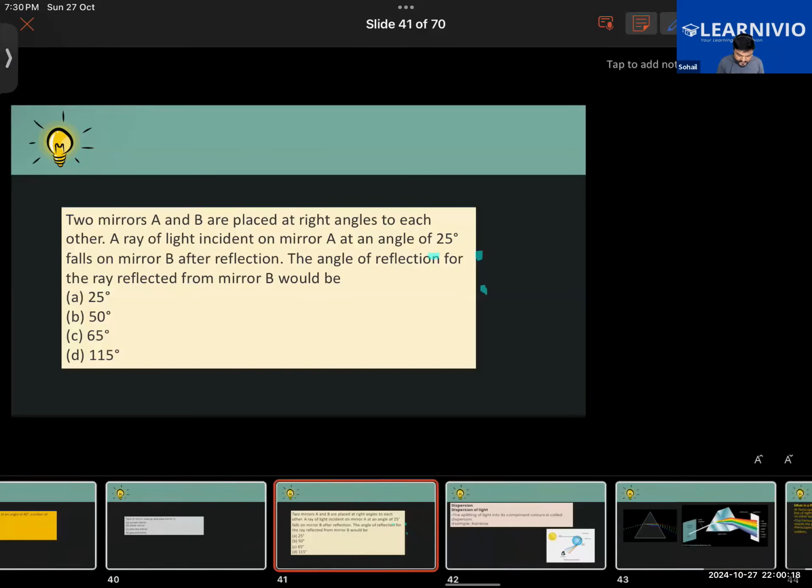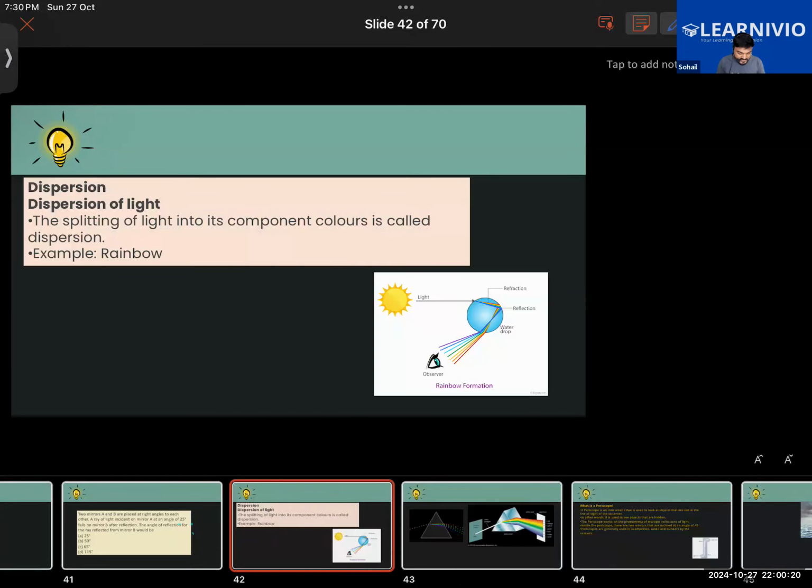Okay. We also have to learn about dispersion of light in the next class. So that's it for today. We'll be stopping here.